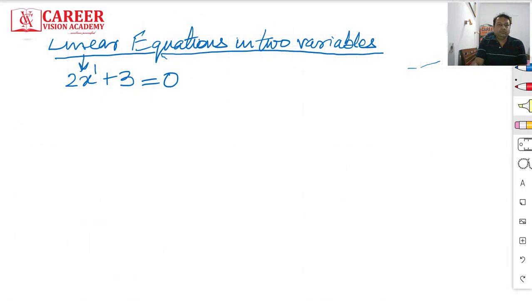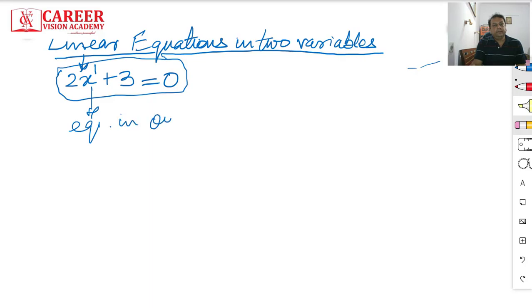Now this is an equation, as you know, it has equal to sign. When you compare two algebraic expressions with equal to sign, you get an equation. This is an equation, of course, but this is an equation in one variable, you can see.